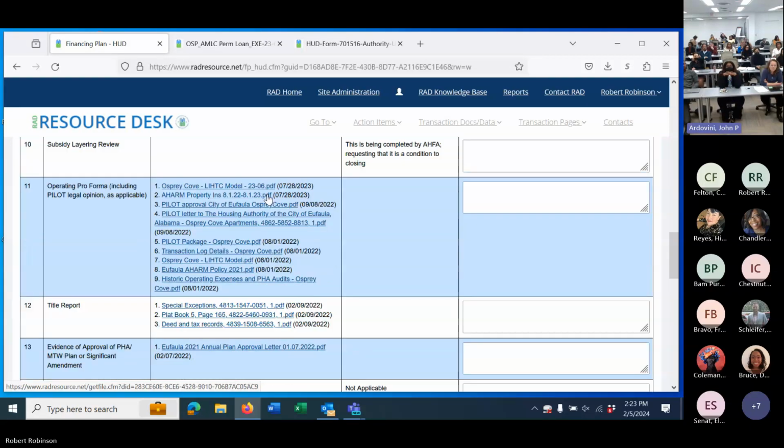Scroll down. So there's nothing to provide usually. Sometimes we would have the subsidy layering review performed by the syndicator, which we would accept if it's done prior to us issuing the RCC. Otherwise, we would perform the subsidy layering review to make sure that we don't have too much funds going into the project.